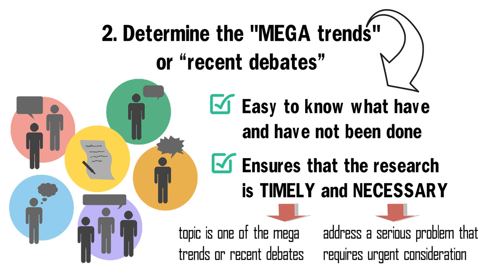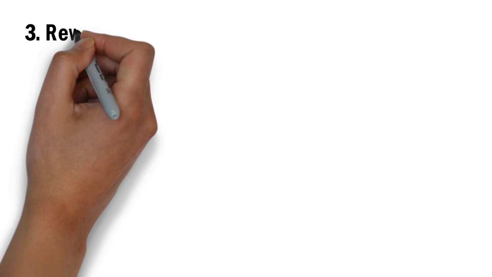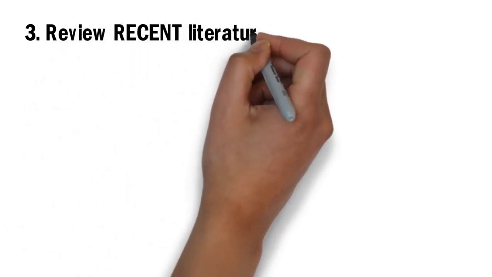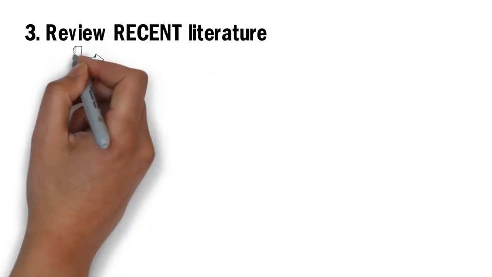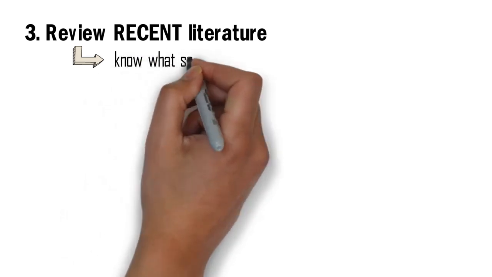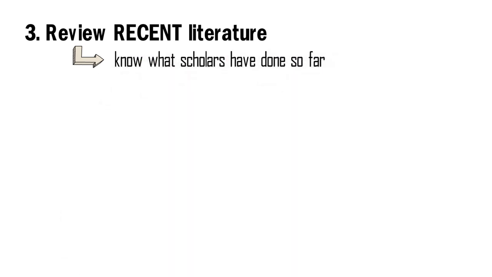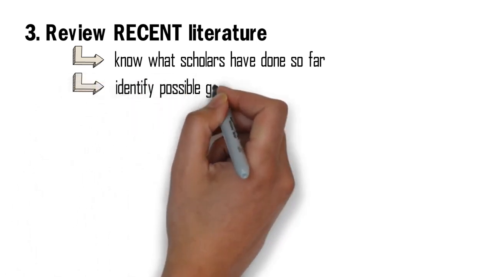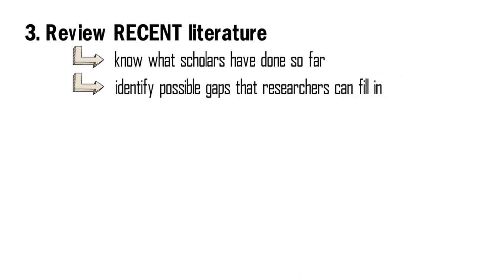Now, of course, determining the mega trends or recent debates in a chosen area of specialization implies doing a literature review. Now, this leads us to the third and last point in this discussion. Needless to say, we need to review recent literature in our chosen area of specialization so we know what scholars have done so far. In this way, we will be able to identify possible gaps that we can fill in.